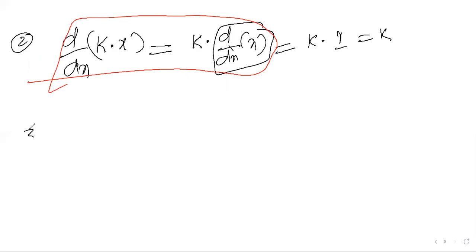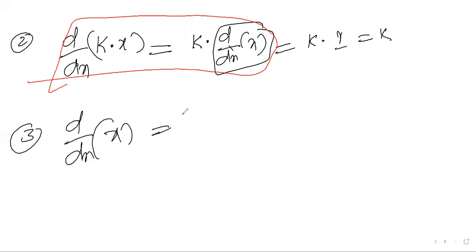Then I'll go for the third formula, d by dx of x. How much is the answer? d by dx of x is 1, sir. Good. Just now I told you. d by dx of x is 1. Very good. This is the third formula.